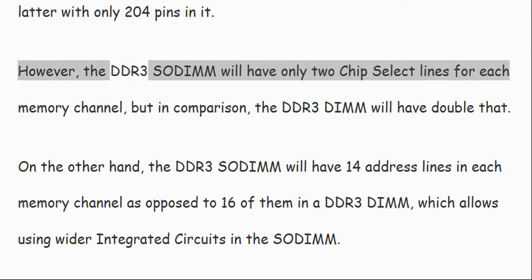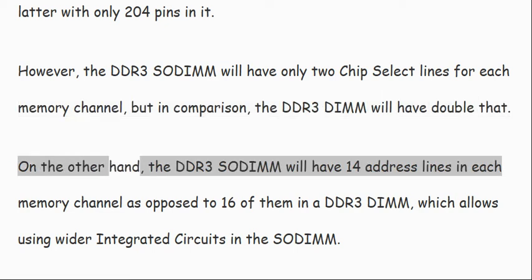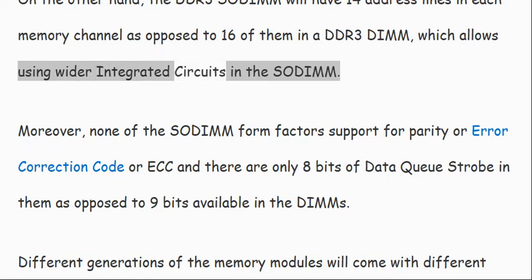However, the DDR3 SODIMM will have only 2 chip select lines for each memory channel, but in comparison, the DDR3 DIMM will have double that. On the other hand, the DDR3 SODIMM will have 14 address lines in each memory channel as opposed to 16 of them in a DDR3 DIMM, which allows using wider integrated circuits in the SODIMM.